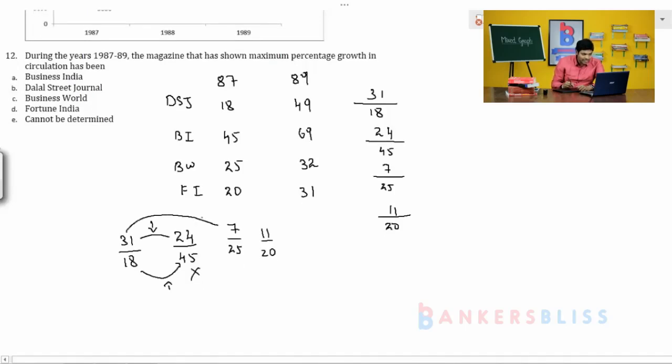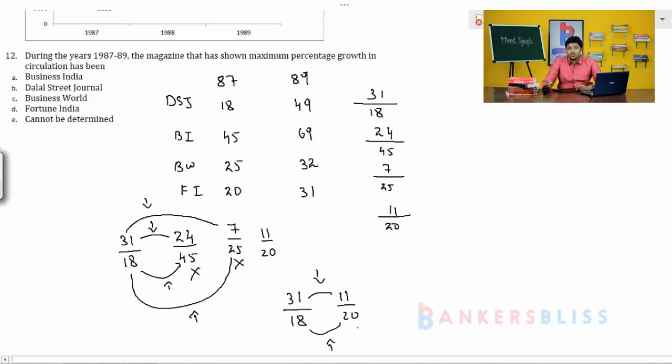Next, again 31 and 7, the numerator decreased, and 18 and 25, the denominator increased. So the resultant value is less, but we have to calculate the maximum value, so this cannot be the answer. The remaining are 31 by 18 and 11 by 20. Again, the numerator decreased and the denominator increased, so the resultant value is less. Therefore, this cannot be the answer. 31 by 18 is the maximum. 31 by 18 represents Dalal Street Journal. So option B, Dalal Street Journal, is the right answer. Very simple comparison, you will get the answer.